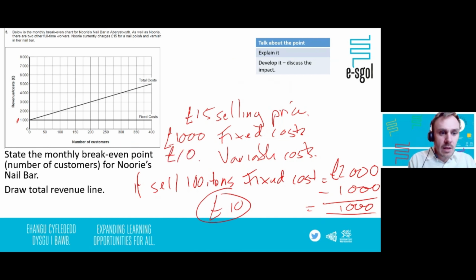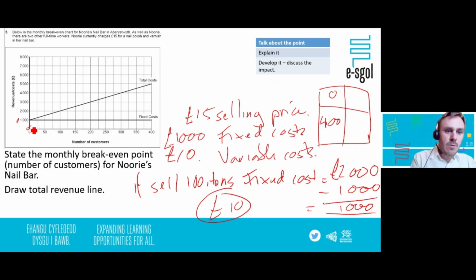Now that's one way of doing it. The second would be to draw your total revenue line on. Now we can just work out our total revenue. I know I showed you in a big table. I'm sure you've been told that in your classes, but we can just work it out at selling 0, and we can work it out at selling 400. So we know our revenue is our selling price times number of items sold. So we're starting at 0, and we know 15 times 400 would give us £6,000 in our revenue.